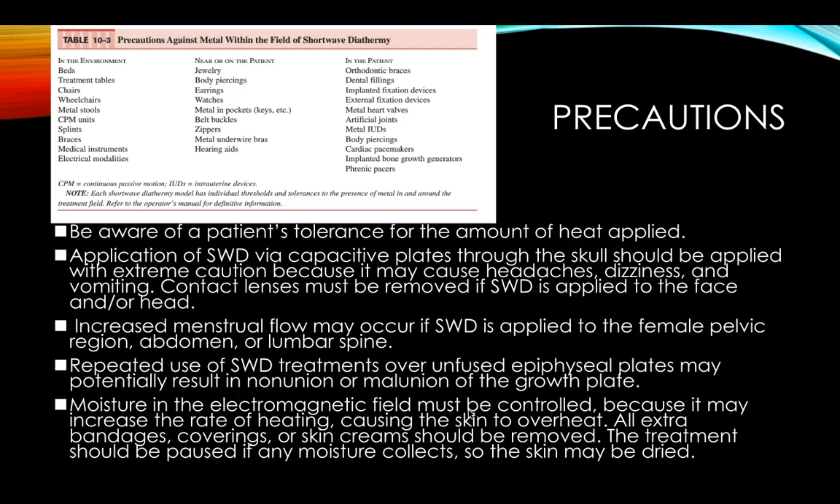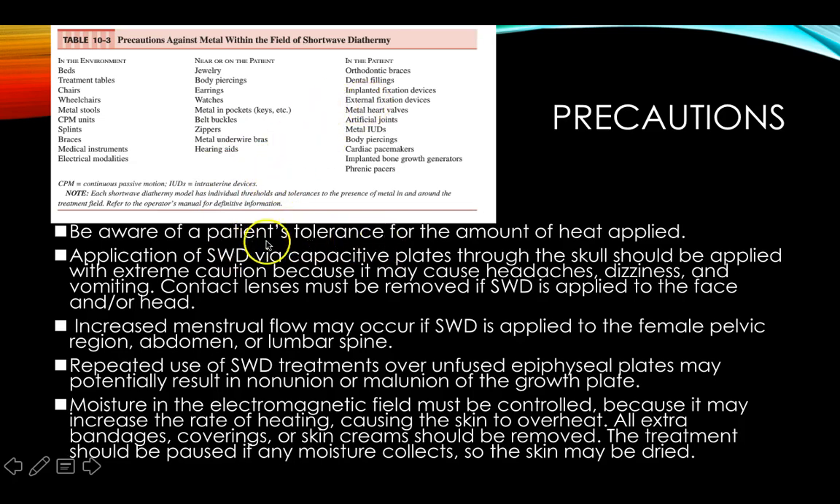So our precautions, a lot of our precautions deal with metal and metal in the area. So this chart shows you metal in the environment, metal near or on the patient, and metal in the patient that we'd all want to be aware of and think about. Each shortwave diathermy model is going to have individual thresholds and tolerance for the presence of metal. So always refer to the manual for definitive information, but these are things that you might not think about that you want to be aware of.